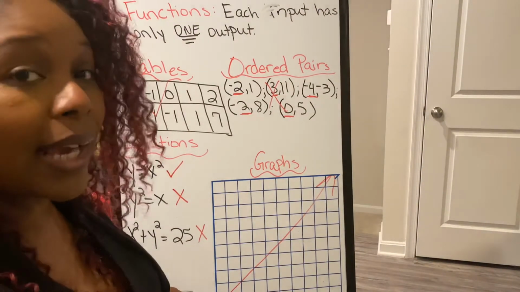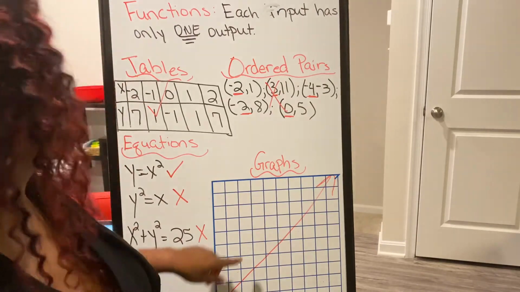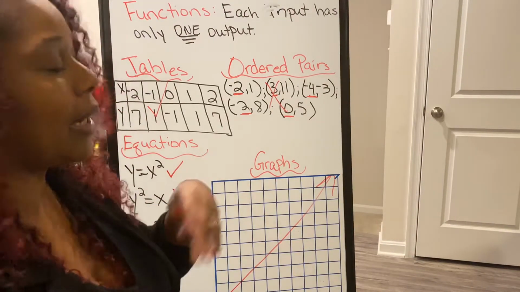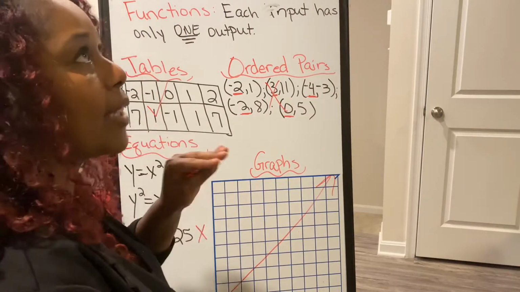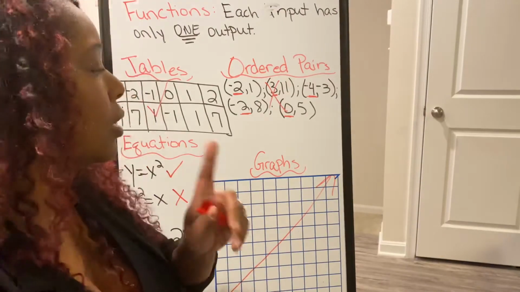As long as it passes the origin, or, well, now let me back up. Not, because some of them can pass through the origin and it may not be a function. So this is what we're going to do.